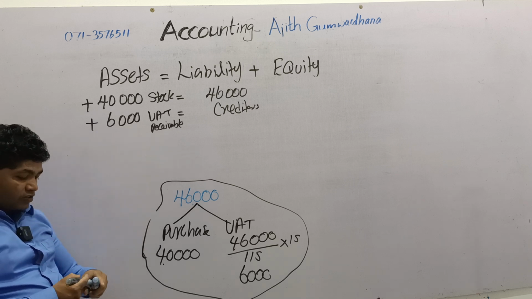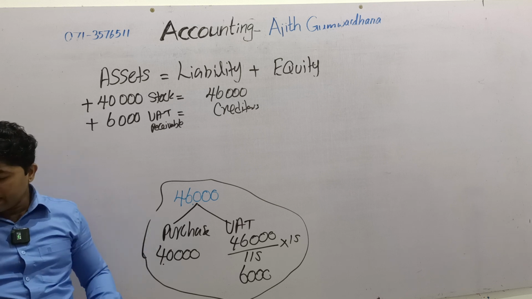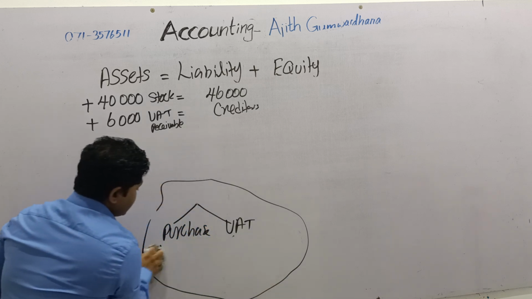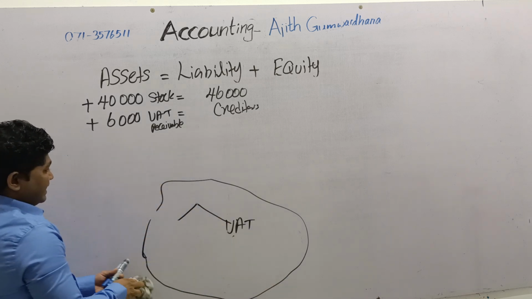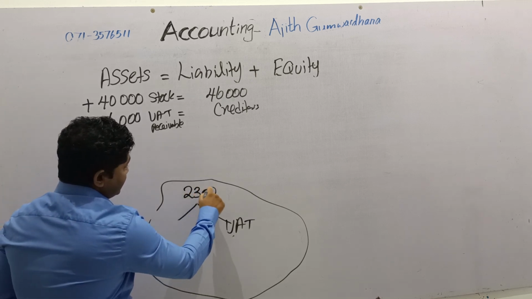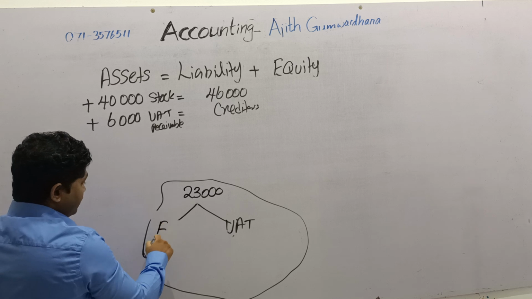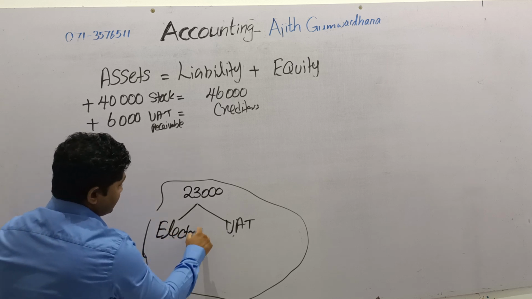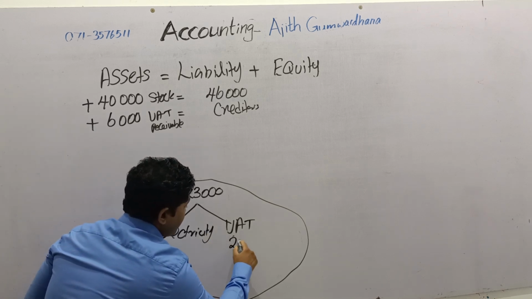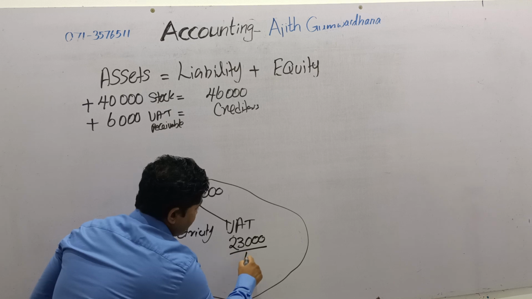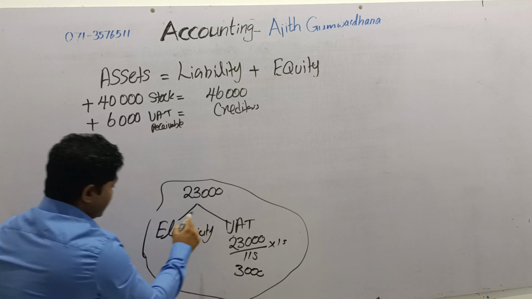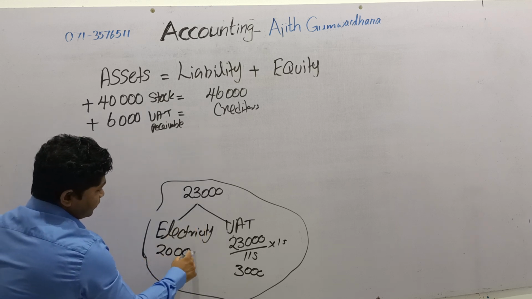If it is given as an expense, it is the same way. Think electricity expense paid in cash 23,000. It includes VAT 15%. Also the same way, divide into two parts: electricity expense and VAT. The rate is given as 15%. Therefore, 23,000 divided by 115 into 15. VAT value equals 3,000. It means the electricity amount equals 20,000.